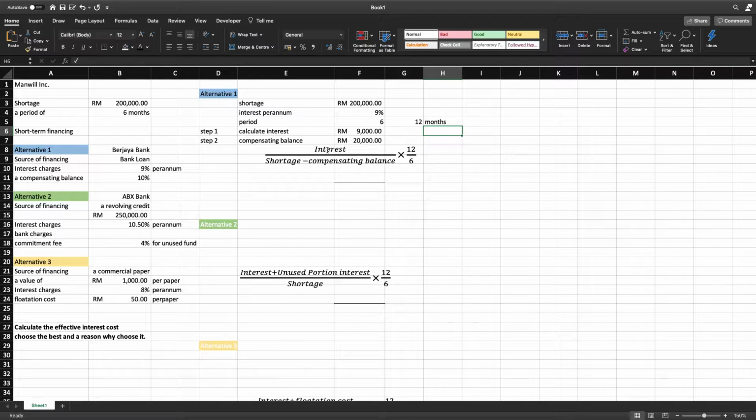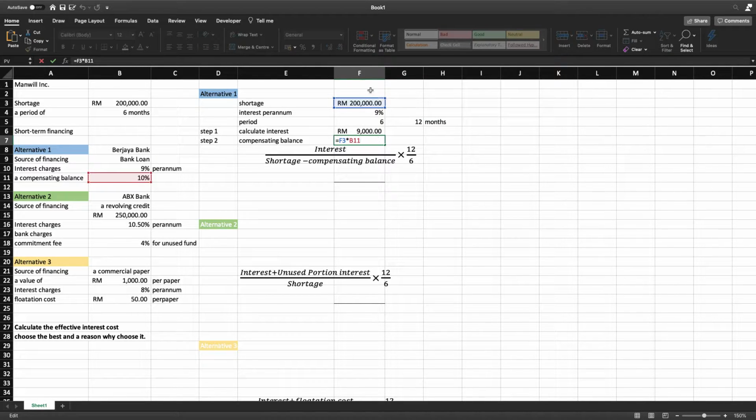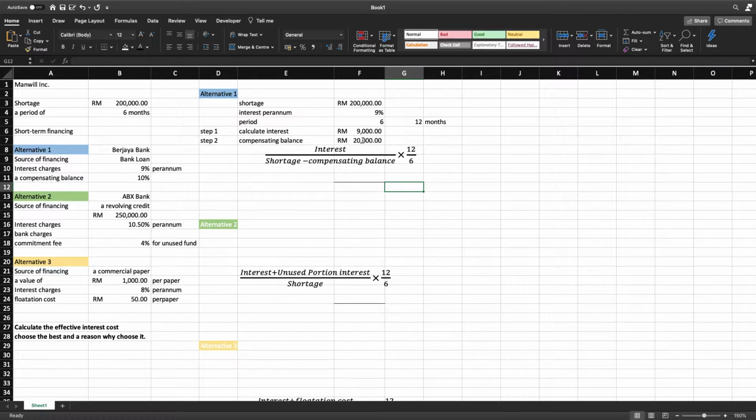Then we move to step 2. You need to calculate the 10%, that is the compensating balance. How you get the compensating balance is 200,000 multiplied by 10%. So you will get a compensating balance of 20,000. Now that you have the interest and the compensating balance, you can work out step 3.